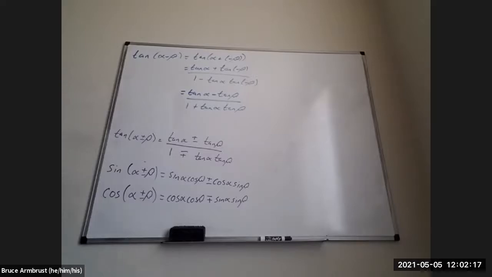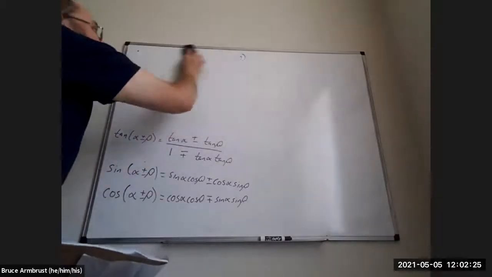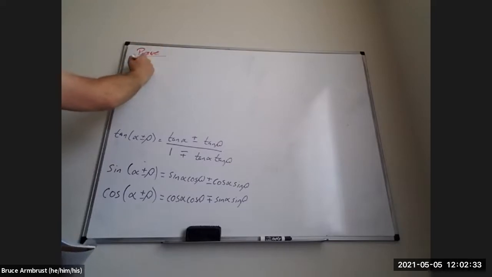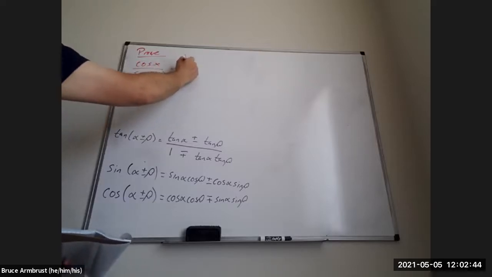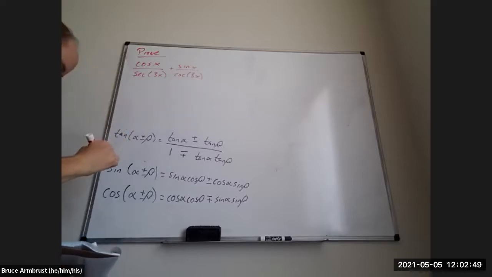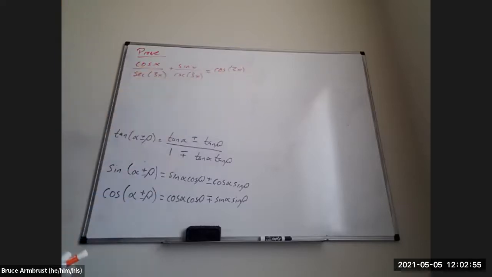All right, so for example, let's do this guy. Let's prove this identity. The cosine of x over the secant of 3x plus the sine of x over the cosecant of 3x, that equals cosine of 2x.